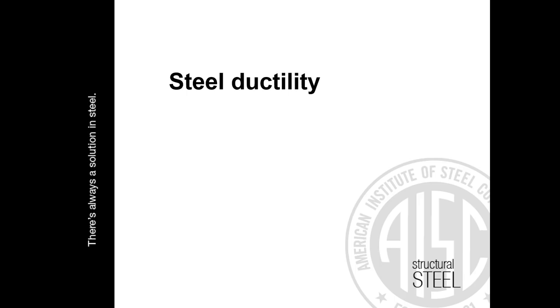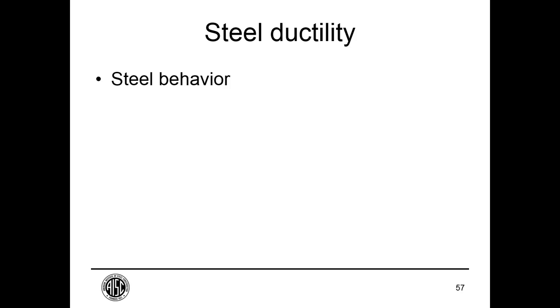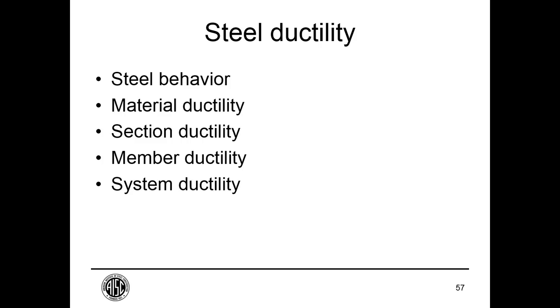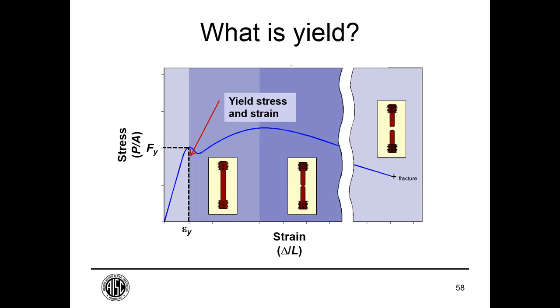So how do we get a good R factor system? Later on today, later on in this course, we're going to be designing a steel moment frame and a steel buckling restrained braced frame. Both of these systems have been given the highest R factor there is, an R of 8. How do they get that R factor? Well, we'll talk about steel behavior, material ductility, section ductility, member ductility, all building up to system ductility. So first of all, talk a little bit about steel behavior.